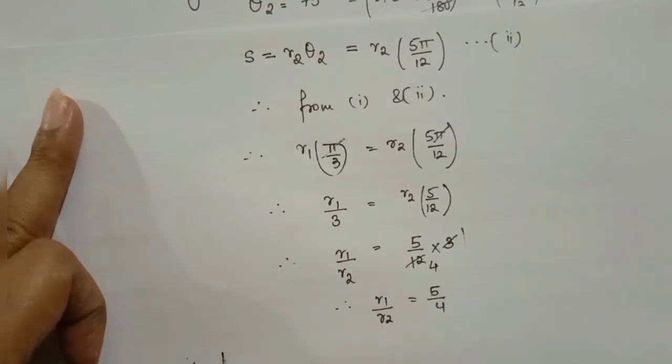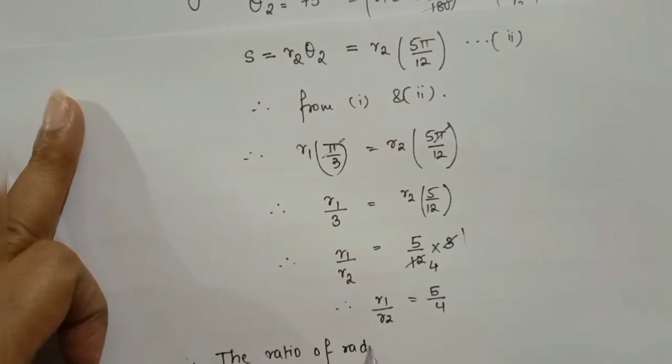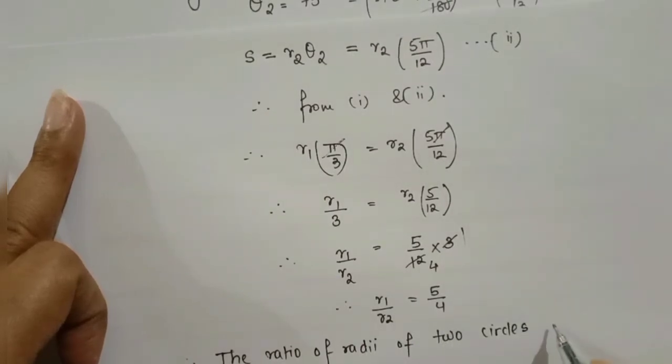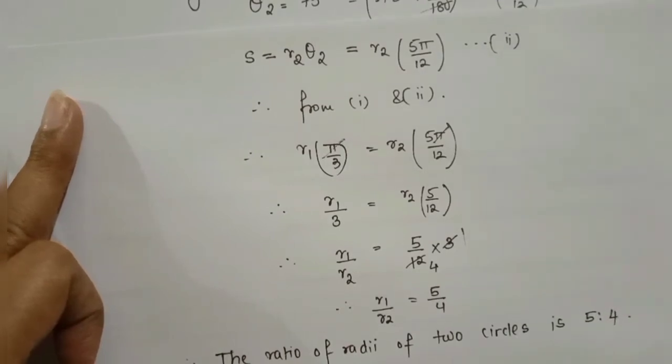Therefore, the ratio of radii of two circles is 5:4. That's it.